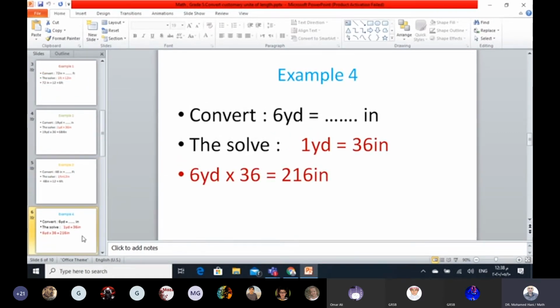Example 4. Convert 6 yard to the inch. Remember the rule. What is the relationship between yard and inch? Each 1 yard equals 36 inch. So here I will convert from big unit to the small unit, so multiply. I can write 6 yard multiplied by 36 equals 216 inches.